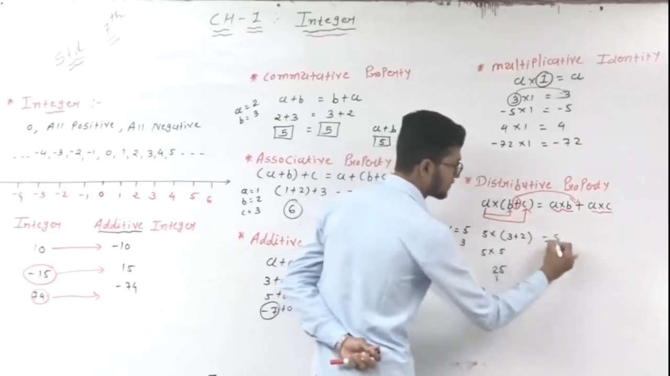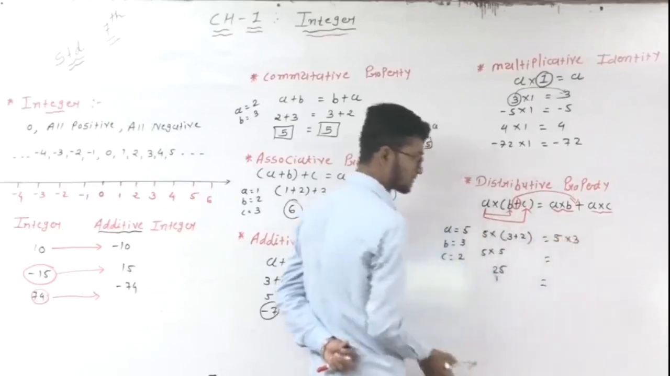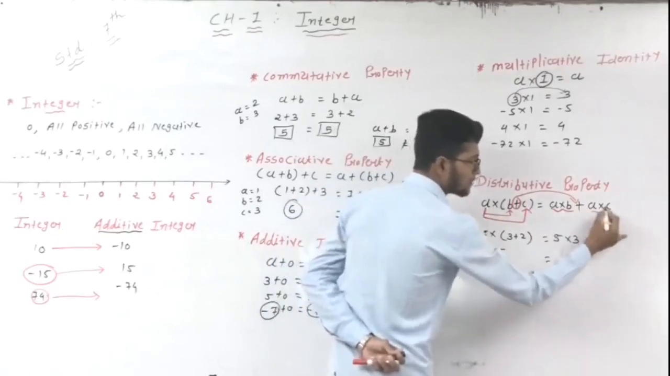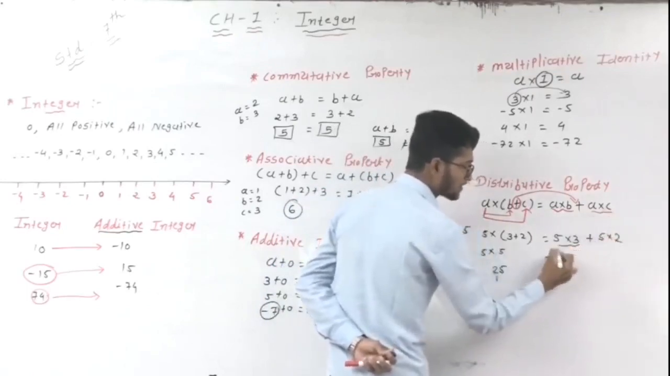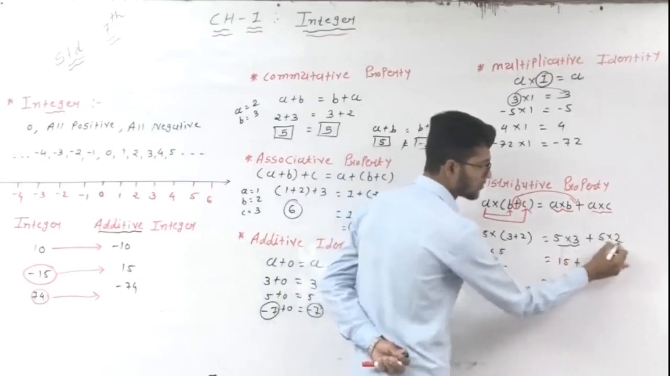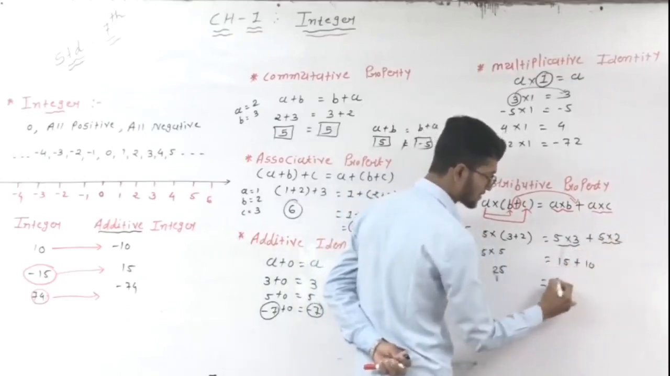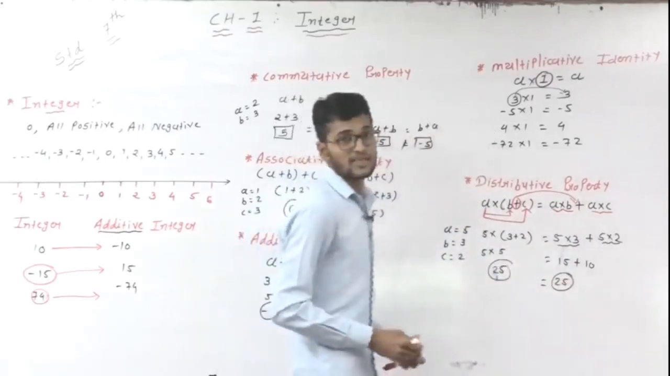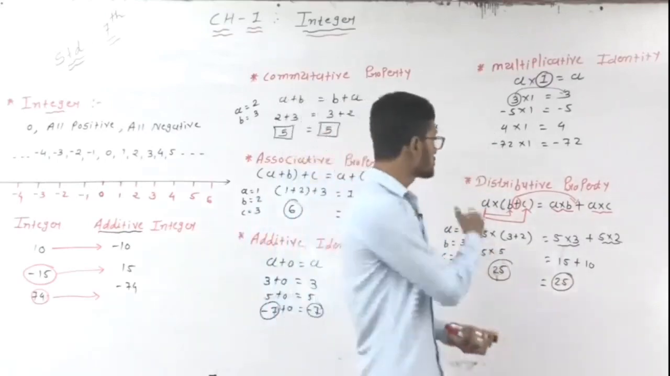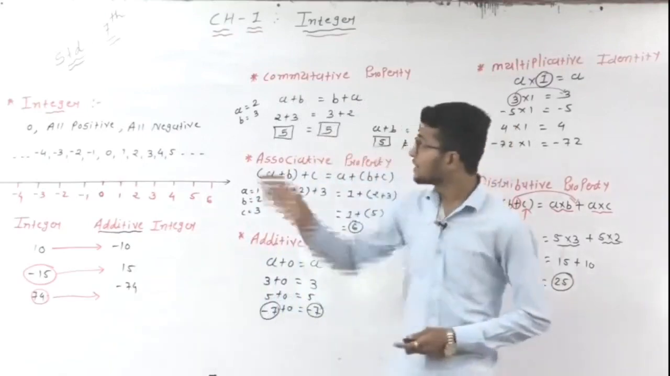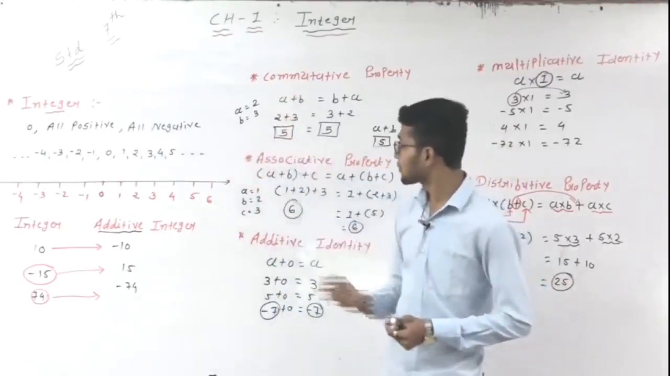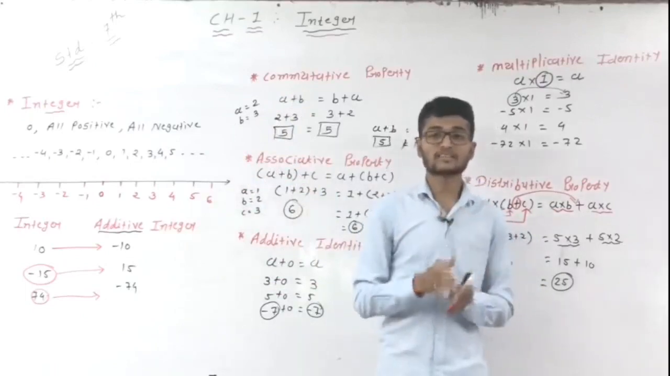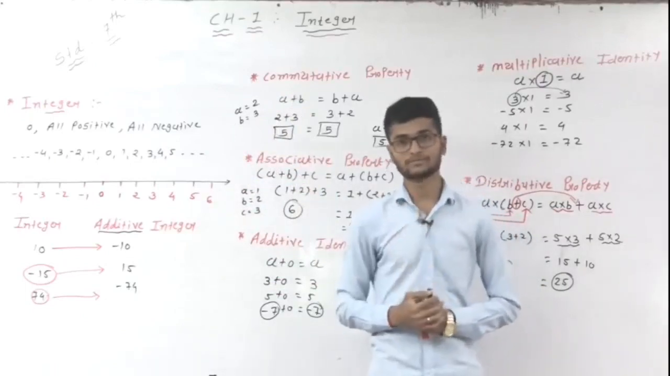Same for this side. A is 5, b is 3, it means 5 multiplied by 3 plus a is 5 multiplied by c is 2. Now 5 3s are 15 plus 5 2s are 10. 15 plus 10 means 25. So dear students, both sides' answers are the same. Okay, clear? Distributive property, multiplicative identity, integers, commutative property, associative and additive identities. Okay, now to the next, exercise 1.1.